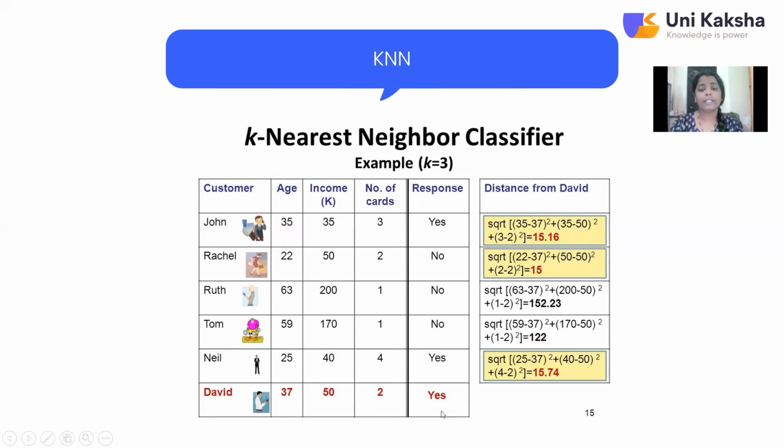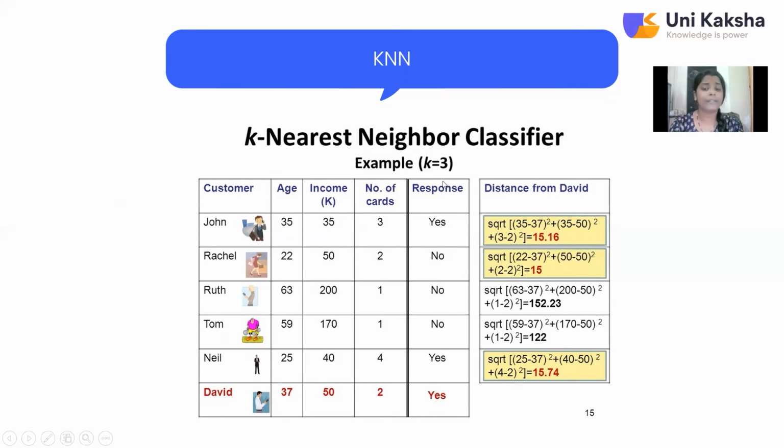If you consider the value of k as 2, then you'll find the two nearest distances, which are John and Rachel. In this case, John and Rachel have 1 vote for yes and no respectively, so you don't have a maximum vote as such. So we find the minimum distance of David's example with respect to John and Rachel, and that is again Rachel, so your response will be no.